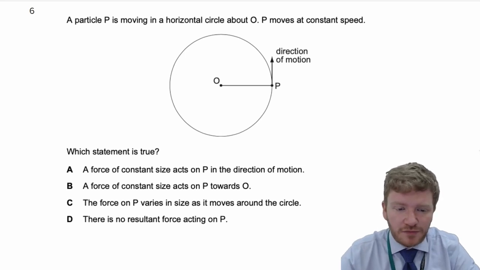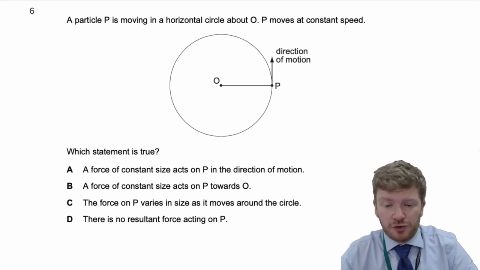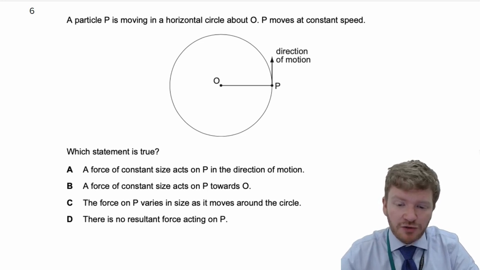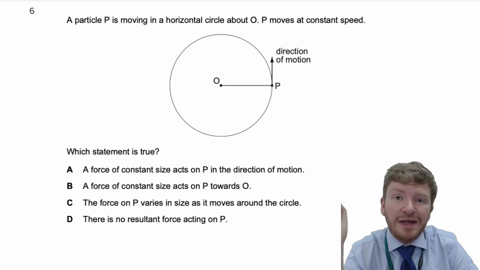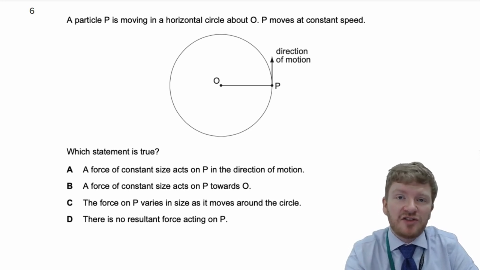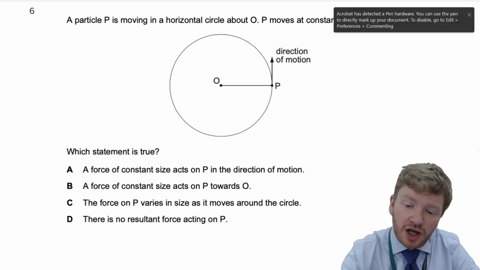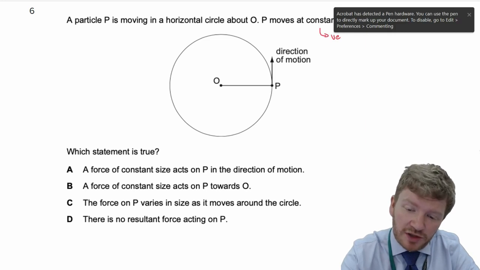Question 6. Particle P is moving in a horizontal circle about O. P moves at a constant speed. So this is a circular motion question. And you should remember that when something is travelling in circular motion, the speed, which is the distance it's covering per second, doesn't change, but velocity will change.